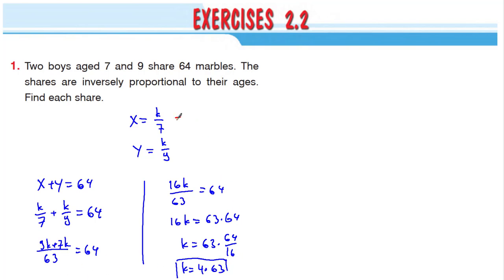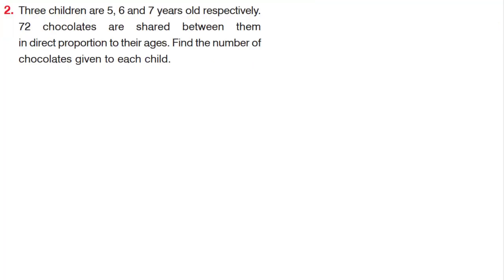So taking this and substituting here, you'll get 4 times 63 over 7. Clearly we can cancel here. You get 9 times 4. 9 times 4 is 36. And the other boy would get 4 times 63 over 9. 63 over 9 is 7. 4 times 7 is 28. So the first boy, the younger one, will get 36 marbles, and the older one will get 28 marbles.